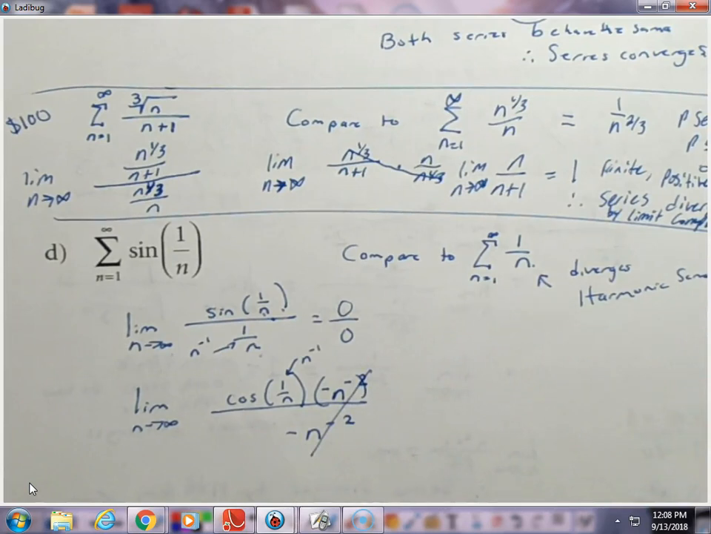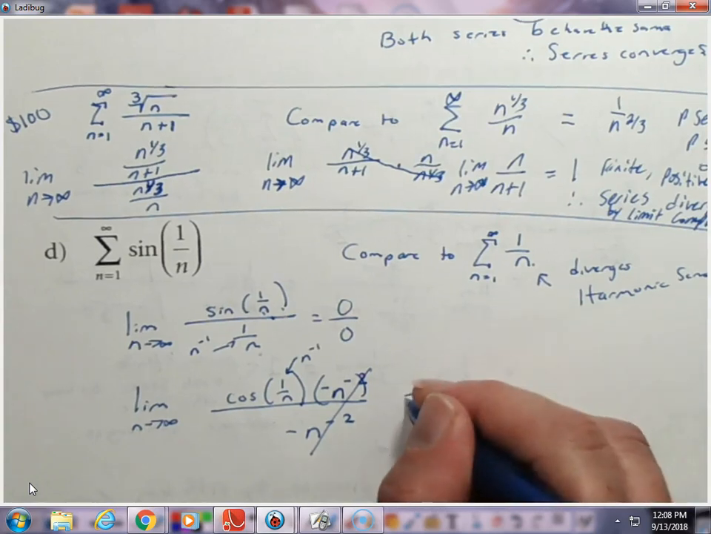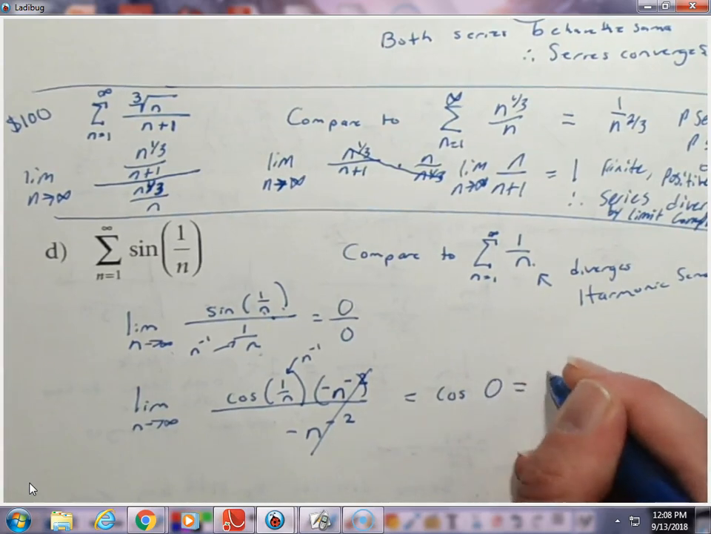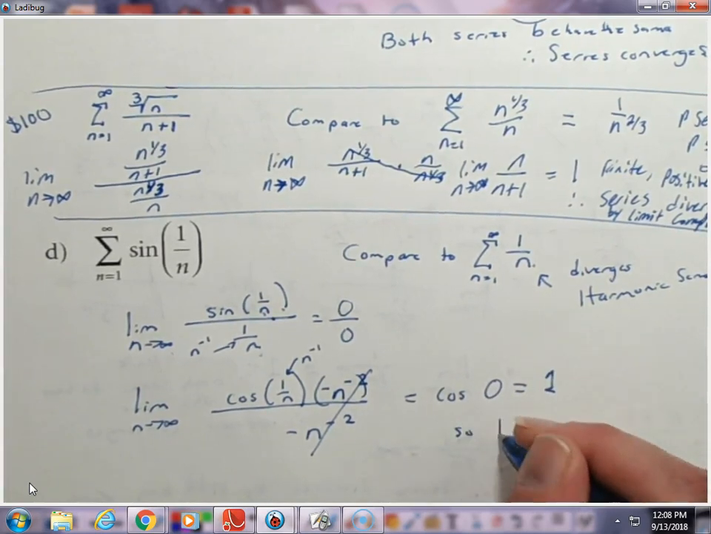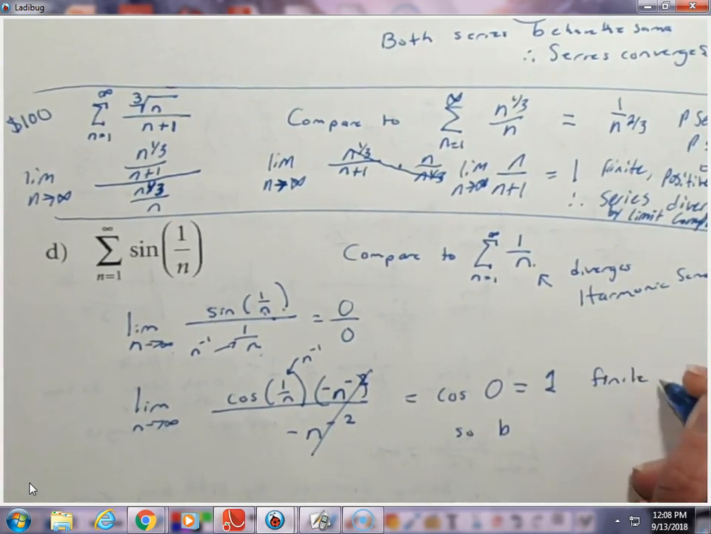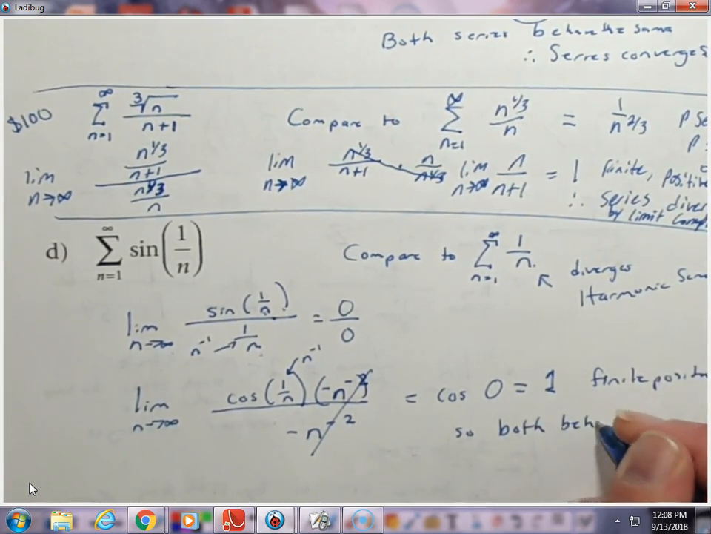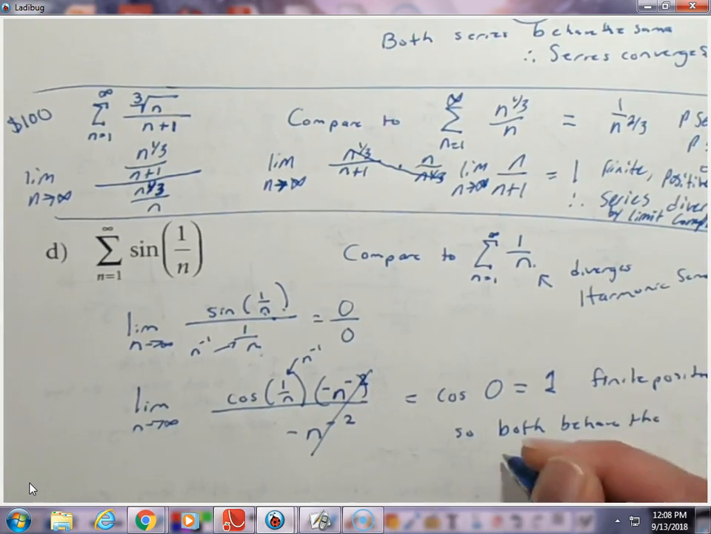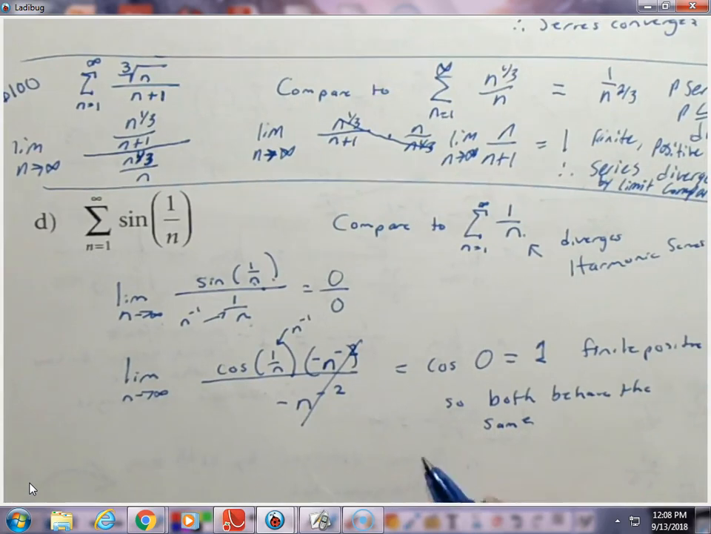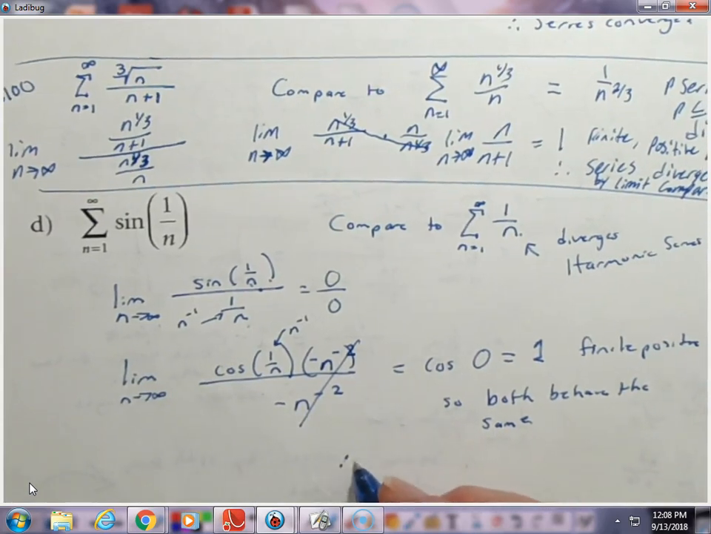So now, as n goes to infinity, what does 1 over n go to? 0. And so the cosine of 0 is 1. Finite and positive. So both behave the same. Therefore, our series diverges.